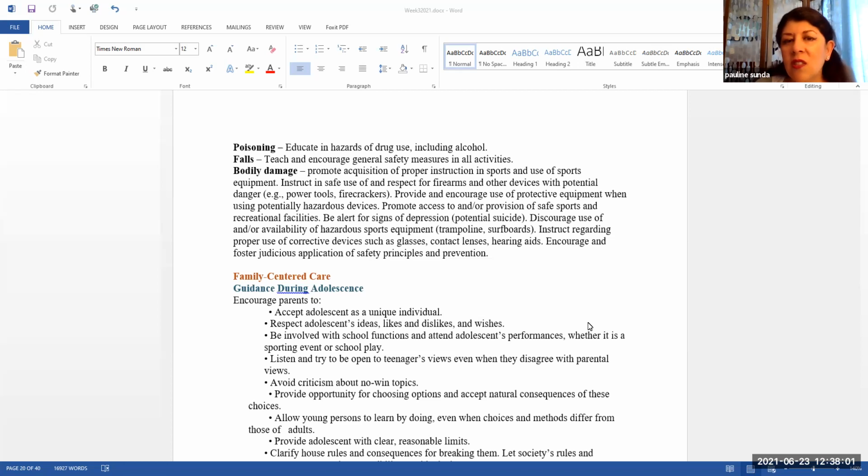Falls, again, just teaching general safety measures here. Hopefully they're not doing any kind of wild death-defying feats where they can fall. And then bodily damage, a lot of times they will be participating in sports. So you want to make sure that they are wearing the appropriate safety gear when they are participating in sports. Like if they are playing football, all of the appropriate pads and helmets.